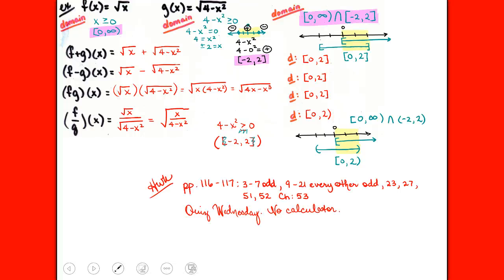Okay, so here is our homework for tonight on pages 116 to 117.